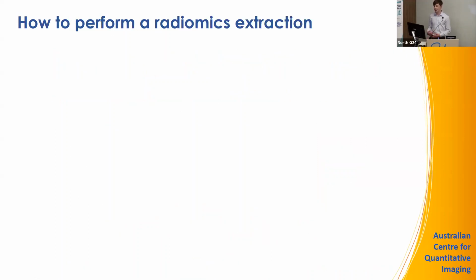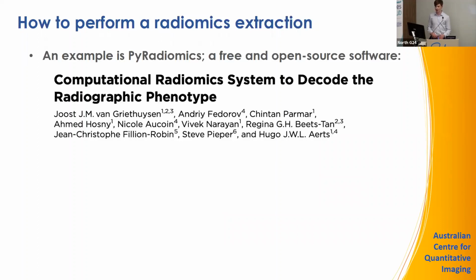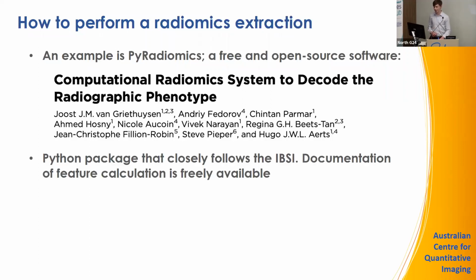So I'm going to be moving on to how to perform Radiomics extraction. It's going to be a pretty basic tutorial just for those who have absolutely zero knowledge. The example I'll be using is PyRadiomics, which is a free and open source software. And it's a Python package that closely follows the IBSI, and documentation of feature calculation is freely available.